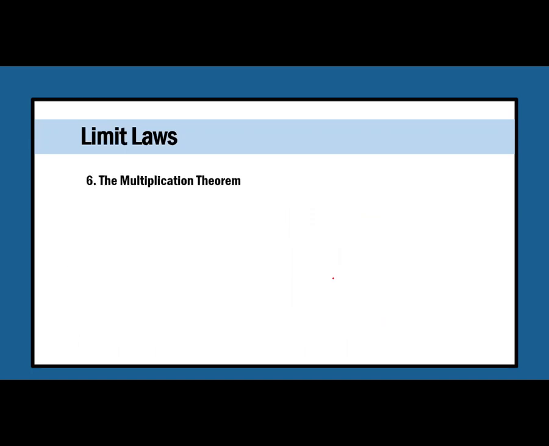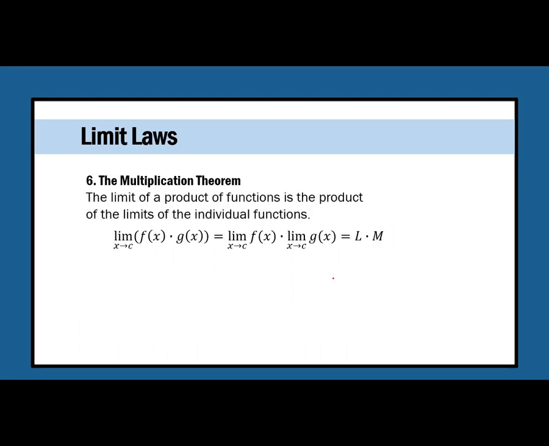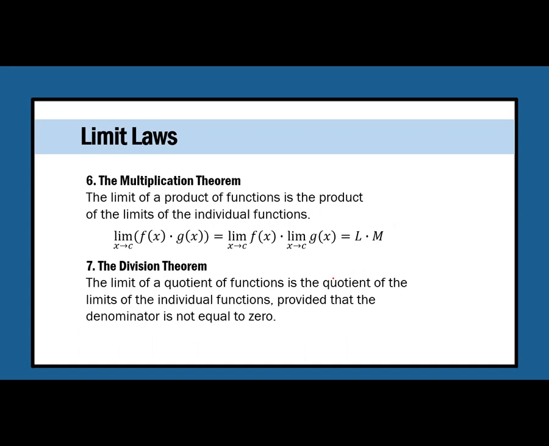Next, for the multiplication theorem, it is the same as our previous operations, but this time the operation is multiplication. So you just multiply the limits of each term. The same goes for the division theorem, but in this case, in getting the limit of a quotient of functions, you need to make sure that the denominator of your function is not equal to 0. Because if your denominator is equal to 0, the result will be undefined, meaning the limit of your function might not exist.